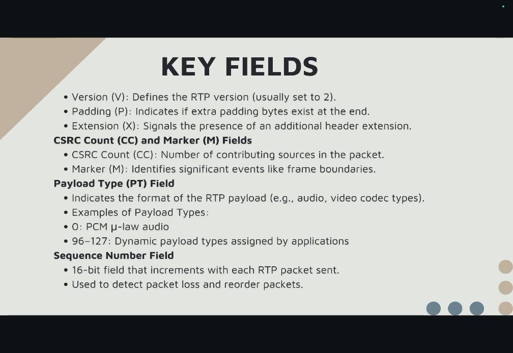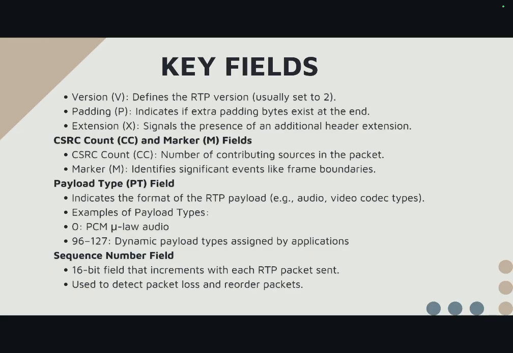Now the key fields, which describe the actual payload. The first one is version, which states the RTP version, which is currently used as 2. So the value is also set as 2. Now the padding is usually of 1 bit, which indicates extra padding at the end. Third is the extension field, which is also 1 bit, which signals the presence of an extension header.